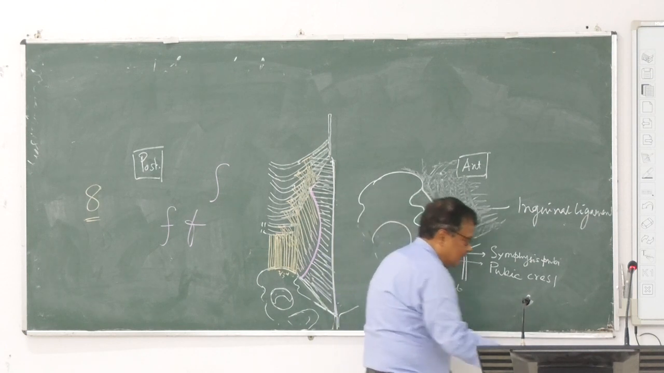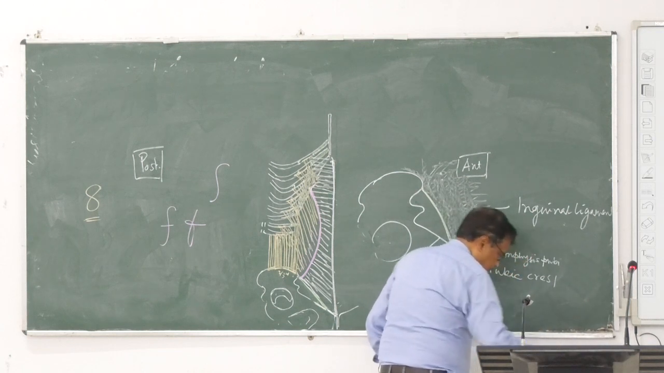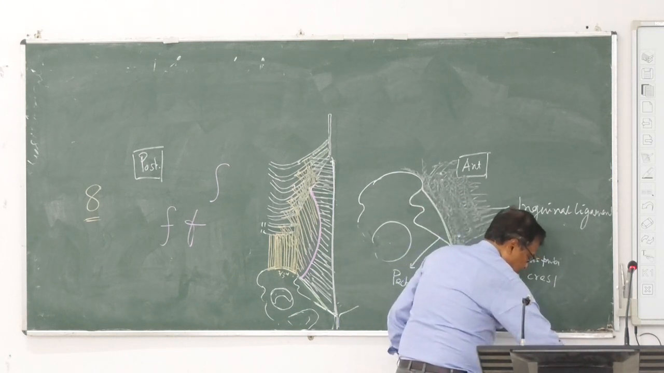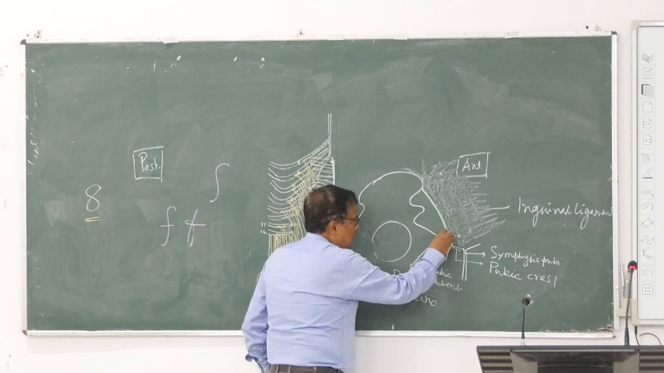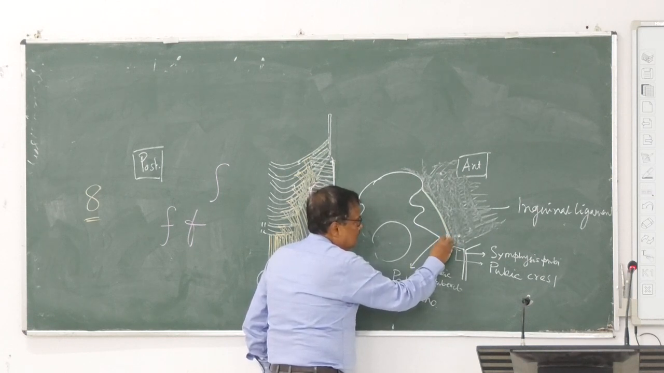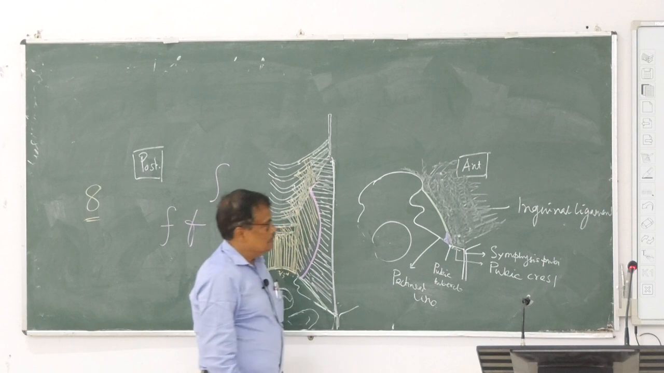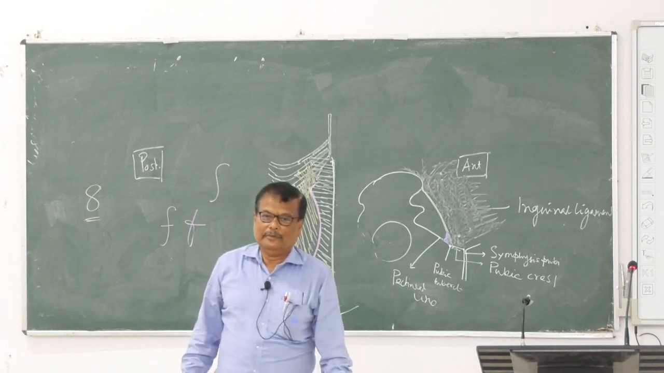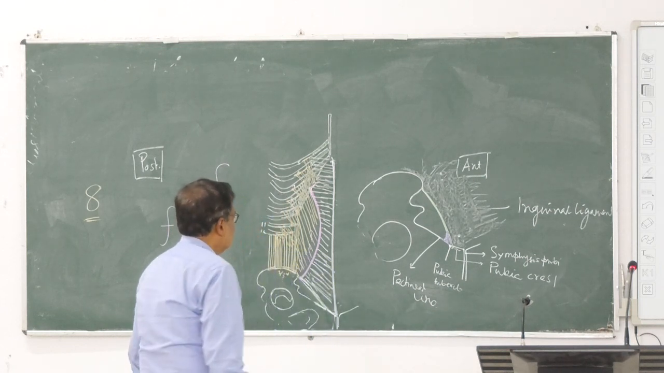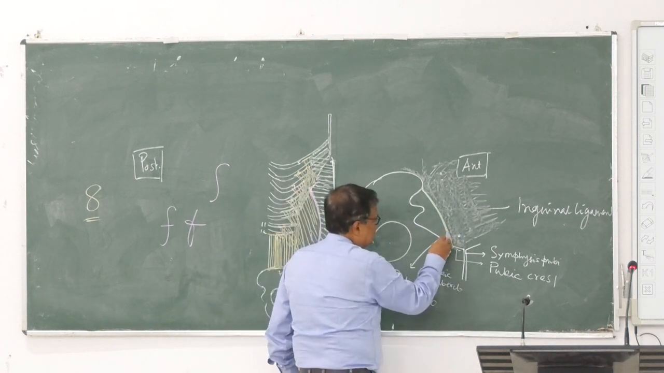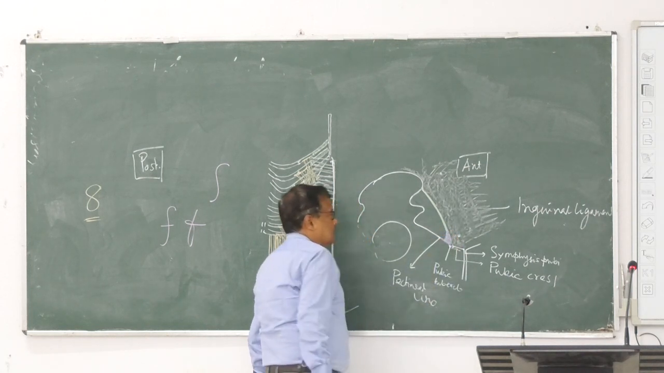along the pectineal line. I mean, I am using a different color. Goes along the pectineal line and forms an arch-shaped membrane which we call the lacunar ligament, below the inguinal ligament. Lacunar ligament. Lacunar ligament.